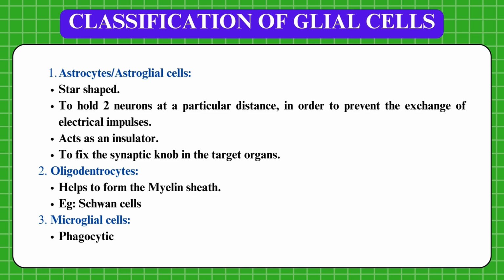There are three types of glial cells, namely, astroglial cells, oligodendrocytes and microglial cells. 1. Astrocytes, astroglial cells, star-shaped, helps to hold two neurons at a particular distance, in order to prevent the exchange of electrical impulses. It acts as an insulator. Also helps to fix the synaptic knob in the target organs. 2. Oligodendrocytes, helps to form the myelin sheath. Example, Schwann cells. 3. Microglial cells, are phagocytic.